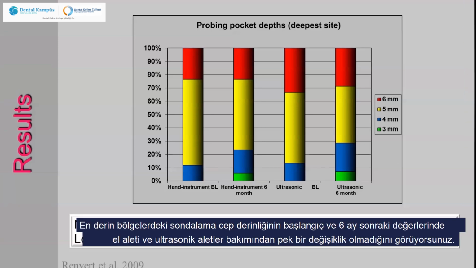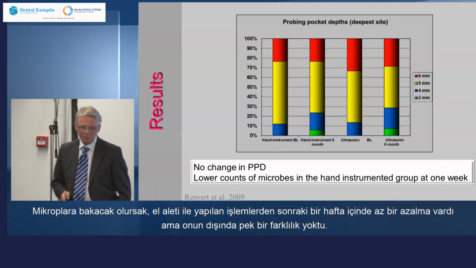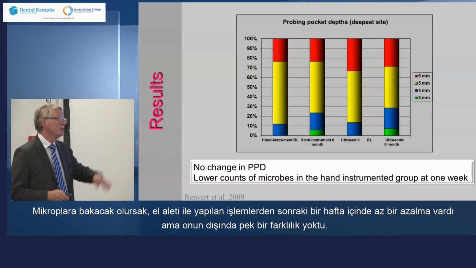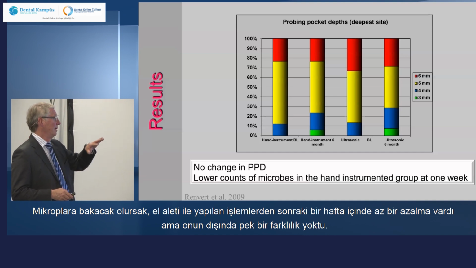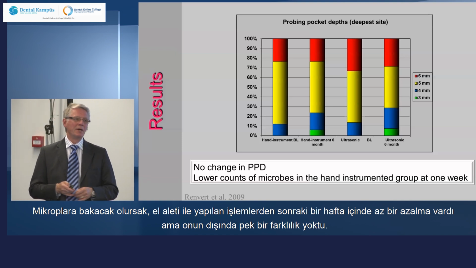The probing pocket depth at the deepest sites, you see there is really no change at baseline and 6 months with hand instrument, and baseline and 6 months with the ultrasonic. There is really no change in probing pocket depth. And looking at the microbes, there was a little bit of reduction after 1 week in the hand instrumented group, but otherwise no real difference.